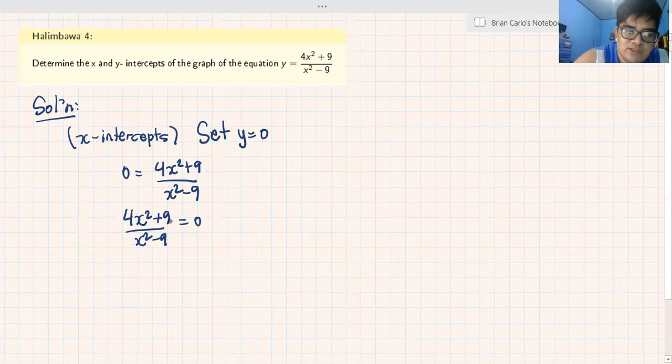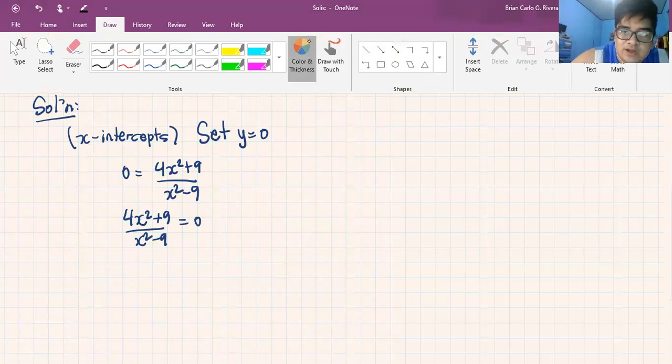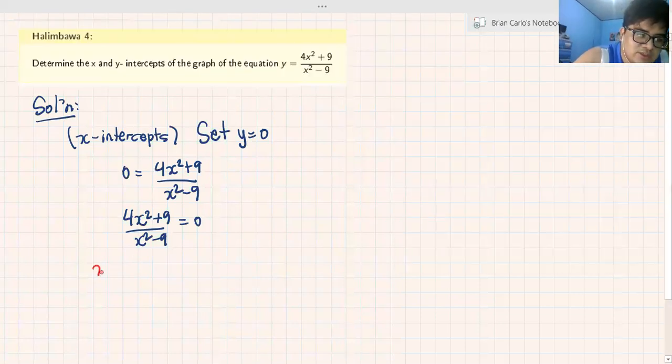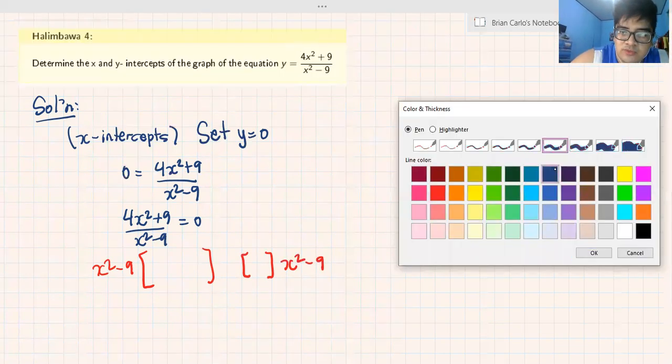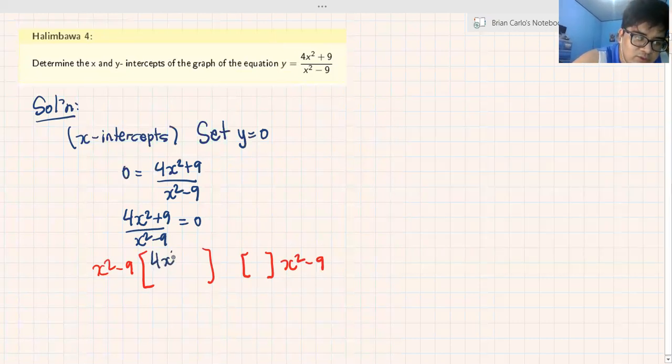Ngayon, multiply both sides by x squared minus 9. Ang mangyayari, siguro para makita ninyo yung nangyari, susulat ko na siya. Ayun, x squared minus 9 multiplied. Tapos, ito yung x squared minus 9. Pag ganyan, ganito, x squared minus 9. And let's change the color to blue. Ngayon, magiging 4x squared plus 9 all over x squared minus 9 equal to, ito 0. Nakita niyo yung technique na ginawa ko? Kasi tamad eh. Para hindi ko na ibalik sa ano.